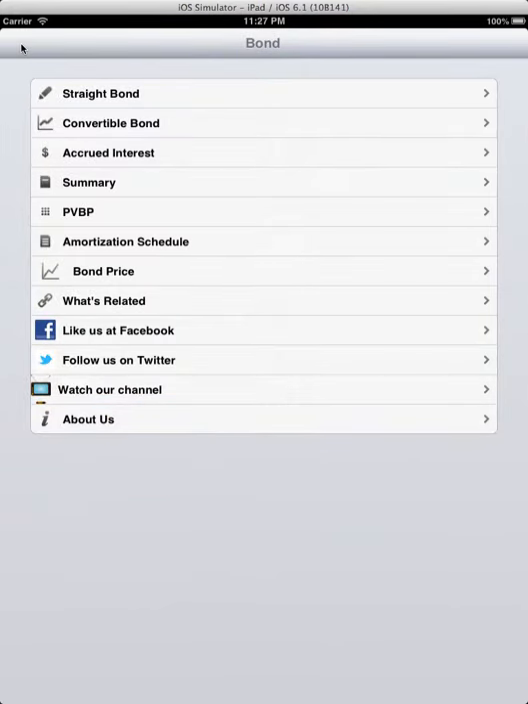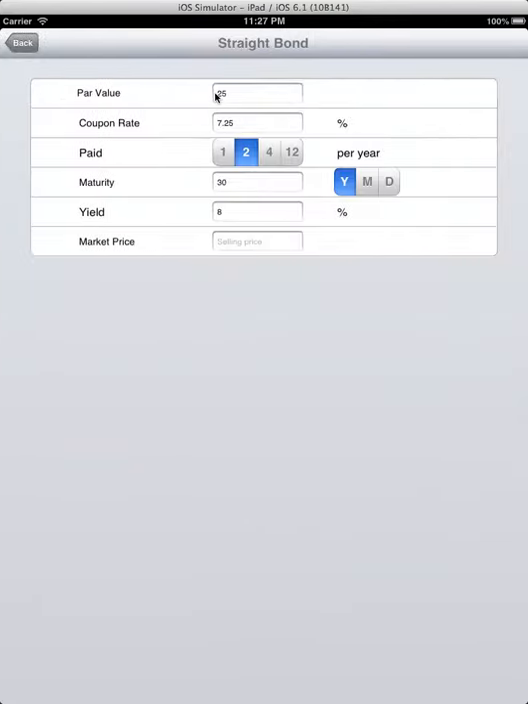The main menu: straight bond, convertible bond, accrued interest, summary, price value of basis point, amortization schedule, bond price, what's related, and our social media sites as well as our channel. Straight bond price: we enter the par value, coupon rate, coupon paid frequency, how many times the coupon is paid per year, maturity year, month, and date, yield percentage, or market value. Either the yield or market price, one of these items needs to be specified.